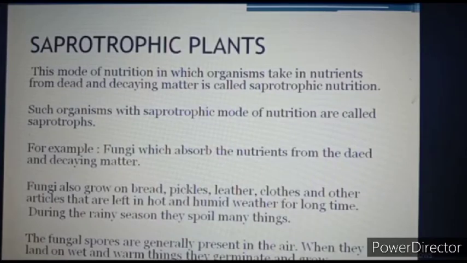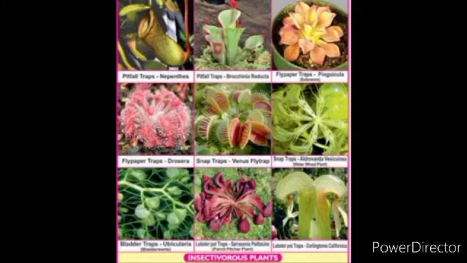The fungi also grow on bread, pickles, leather, clothes and other articles that are left in hot and humid weather for a long time. During the rainy season, they spoil many things. The fungal spores are generally present in the air. When they land on wet and warm things, they germinate and grow. So the mode of nutrition in which organisms take in nutrients from dead and decaying matter is called saprotrophic nutrition.